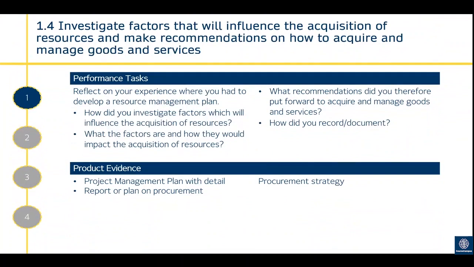1.4. Investigate factors that will influence the acquisition of resources and make recommendations on how to acquire and manage goods and services. For this, you want to evidence that you've been able to identify what could go wrong when you're acquiring resources and what is required to manage the process of acquiring those resources. That could be to do with project processes, having set templates, having set flowcharts about what steps need to be done to acquire the resources, to approve them, and what processes are in place to manage the goods once they've actually been acquired. Where are they going to be stored, and what's the process for monitoring how many there is, do more need to be reordered, and keeping track of all of that.